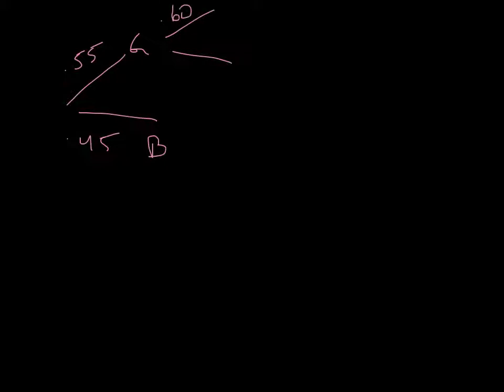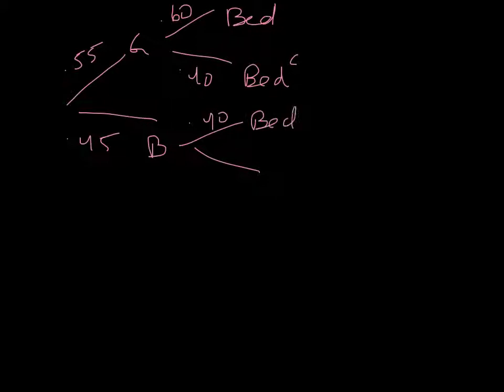So let's just say we started off with 55% girls and 45% boys. And of the girls, 60% made their beds while 40% didn't. And of the boys, 40% made their beds and 60% didn't. We call that the complement.